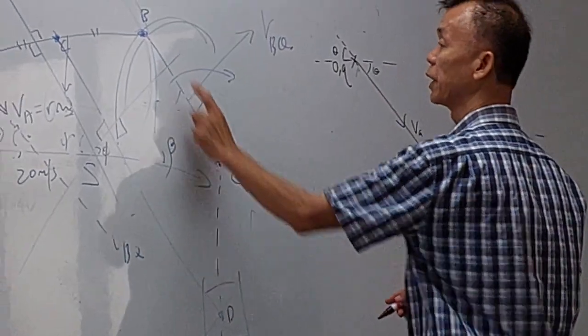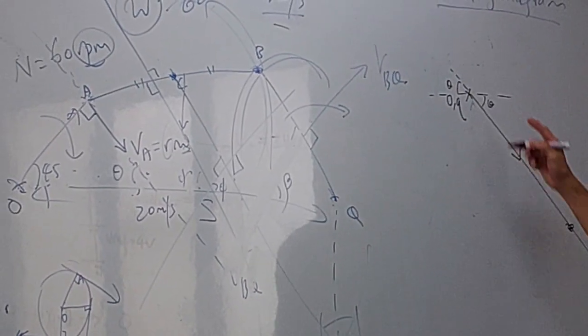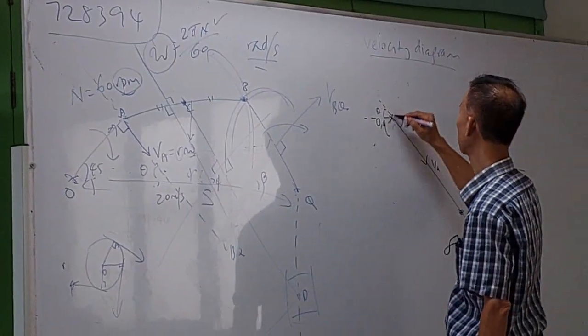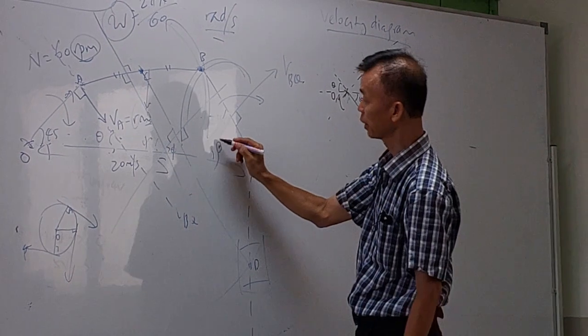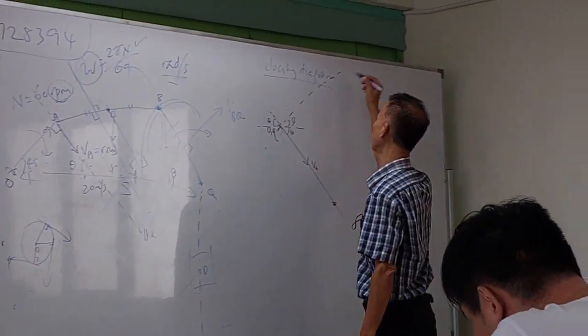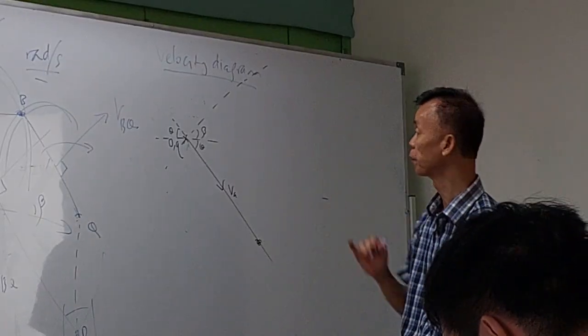Then this one, BQ. BQ, because it should go like that. So this is BQ. So it goes like that. So this is the angle. Okay, BQ. I don't know where B is.